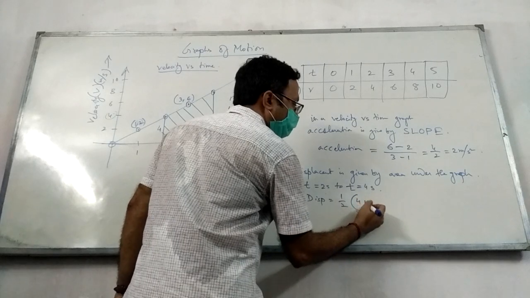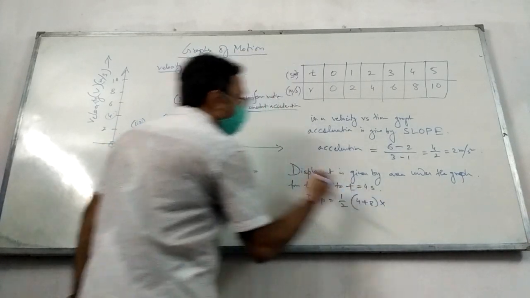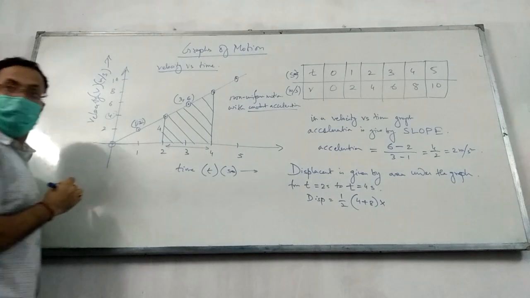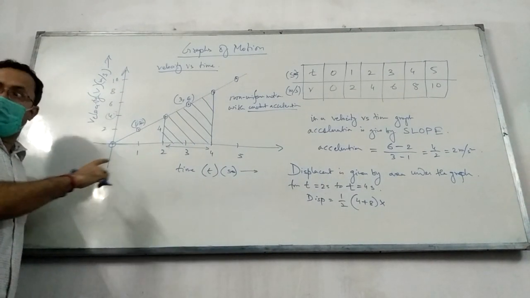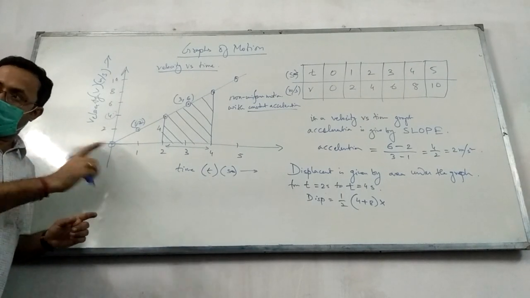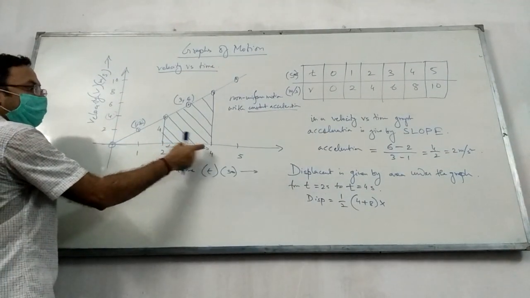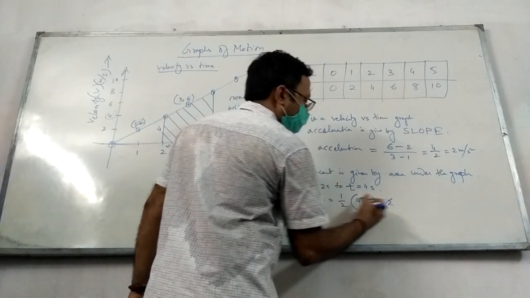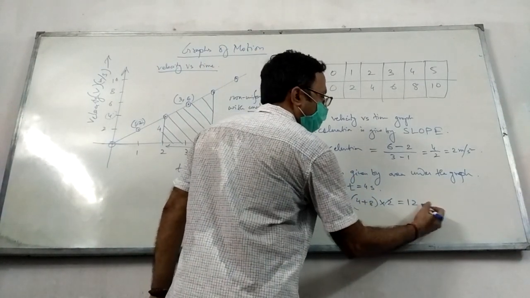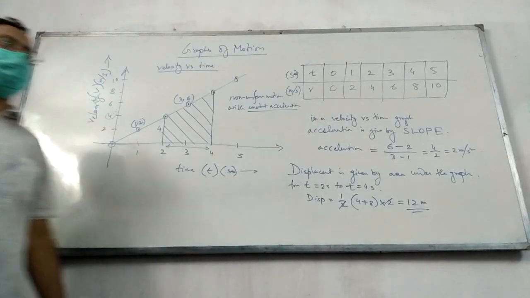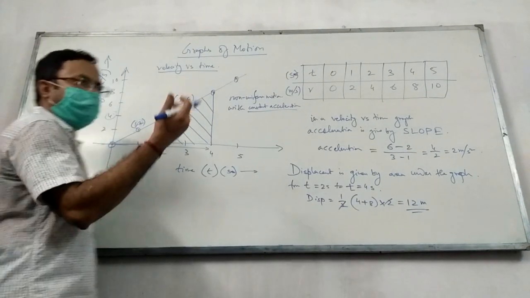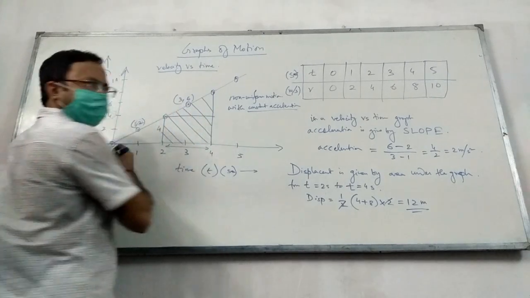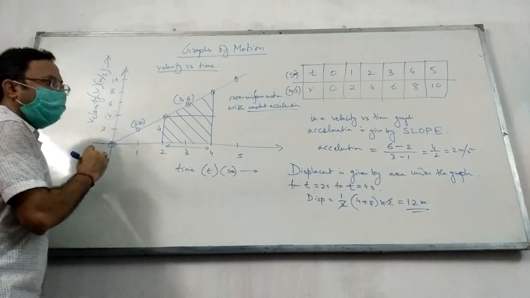So half into 4 plus 8 into, what is the perpendicular distance between them? 2 units. That's it. Trapezium area is half into the sum of the parallel sides into the perpendicular distance between them. 4 minus 2 is 2, so the 2 cancels. 4 plus 8 is 12. And if you don't remember, you can break it up into a triangle and a rectangle. You can do that also.